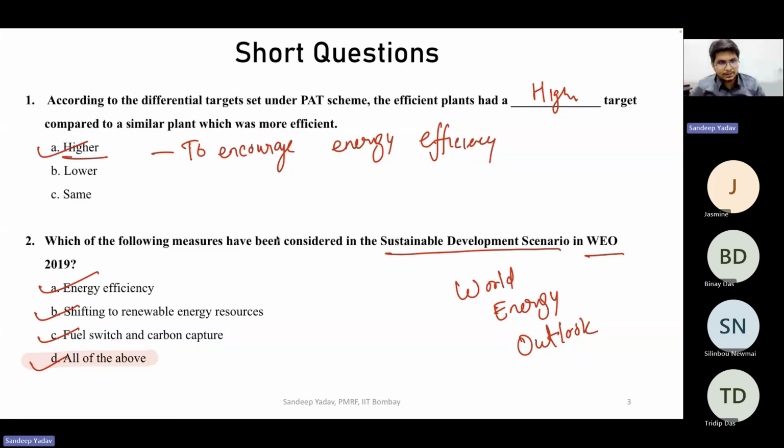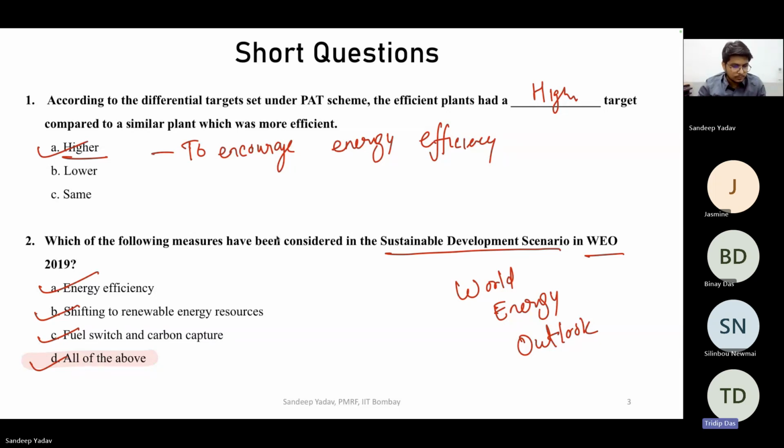Suppose a plant is less energy efficient, so its target would be set higher to increase the energy efficiency. Sir, if we say that the inefficient plant has a higher target than the more efficient plant? Yeah, it's asking about the targets. It's not saying the inefficient plant is more efficient than the efficient one. The targets would be set higher for the inefficient plant so that they can increase the energy efficiency and generate more economic viability.